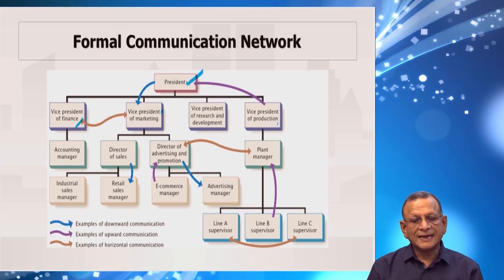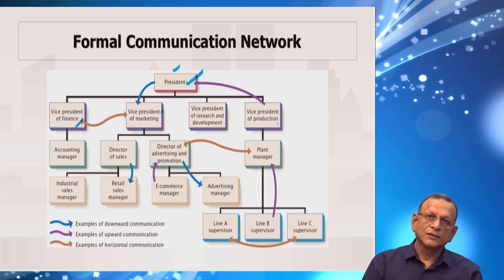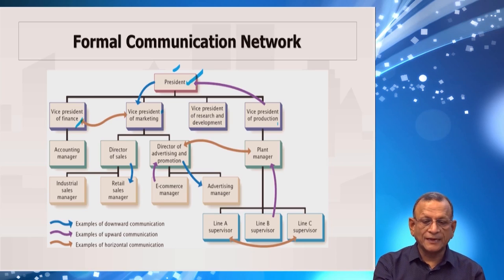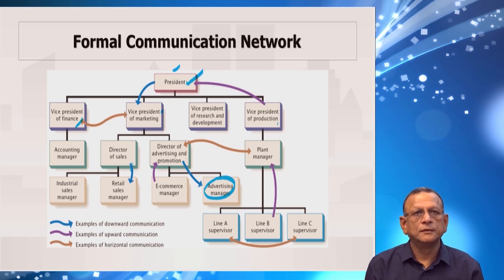So, let's understand how communication is being treated as downward communication. Whenever a person at the top is communicating with someone who is at the lower level, then this is something known as downward communication. Blue line is showing downward communication. This is director of sales talking to retail sales manager, which is downward communication. When director of advertising and promotion is talking to advertising manager, it is downward communication. So this is the meaning of the term downward communication.